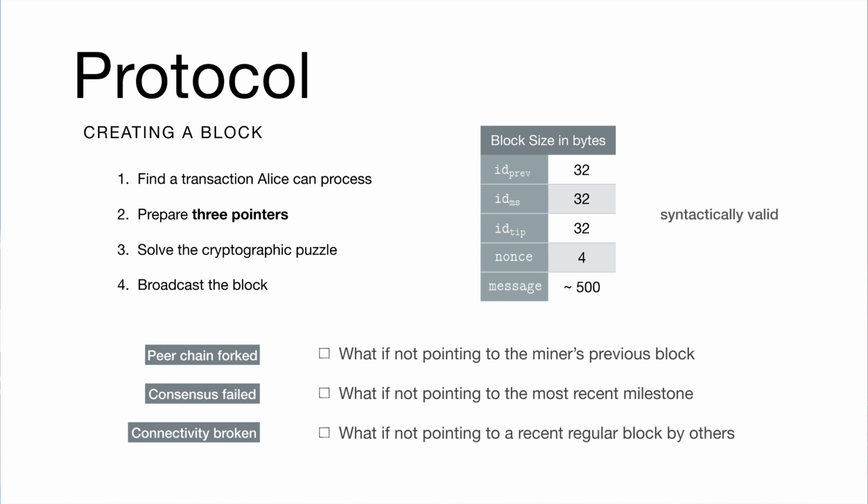The third one is similar. Why do I need to point to a most recent block by other miners? Well, if I know of some block, I just keep pointing to that, and I'm lazy, and it means less work for me. So this will cause connectivity to be broken, and that leads to a very long latency time. And so to solve that, we need to design a reward scheme.